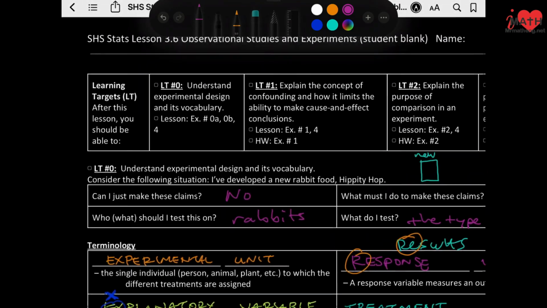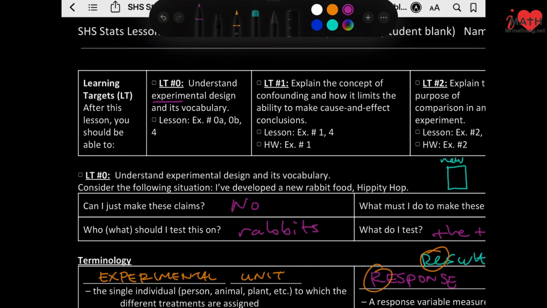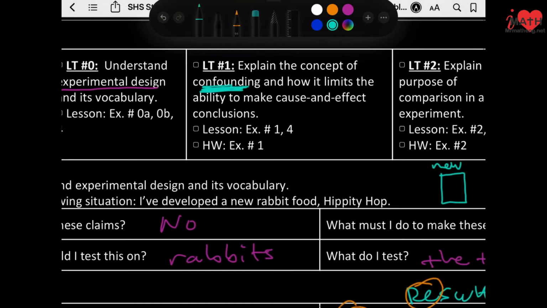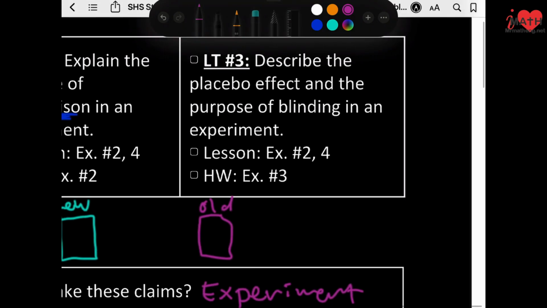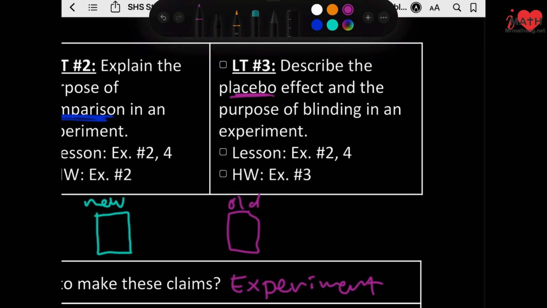Okay, learning target number 0, we talked about this beginning idea of experimental design. Learning target number 1, we talked about what it means to be confounding. Is it that true variable or is there other variables in there? Learning target number 2, explain the purpose of comparison, right? We need a baseline. And then number 3, describe the placebo effect. You might get the fake, but yeah, just with the expectation, you might actually think you're going to get better.